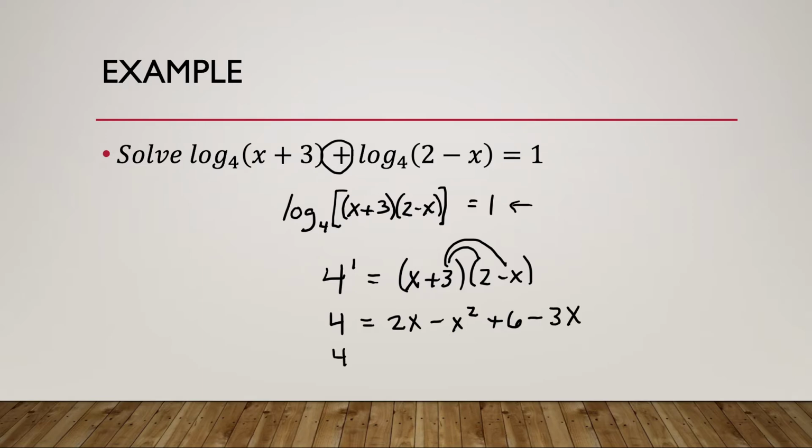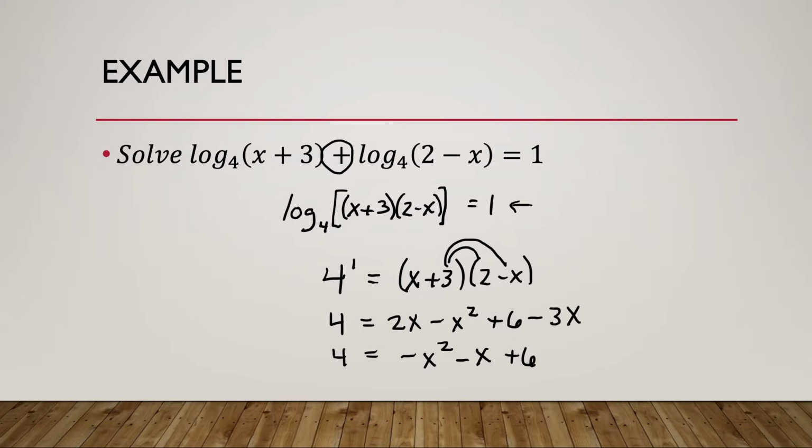So I have 4 is equal to, I'm going to write these things in descending order. So I have a negative x squared. I'd have a positive 2x and a negative 3x. And then I have a positive 6.